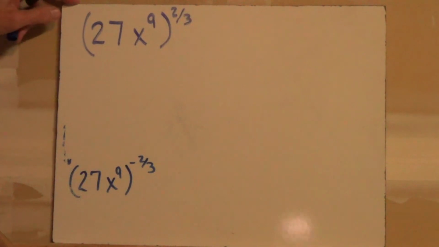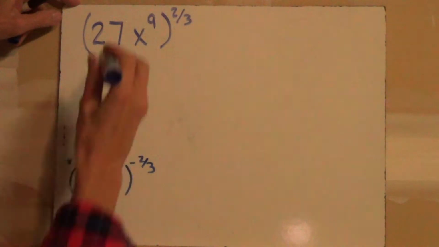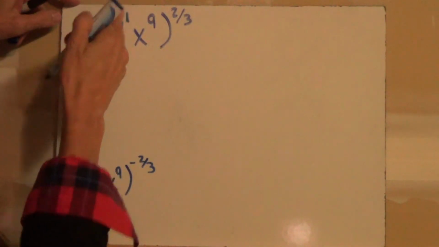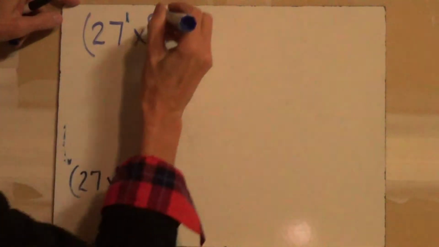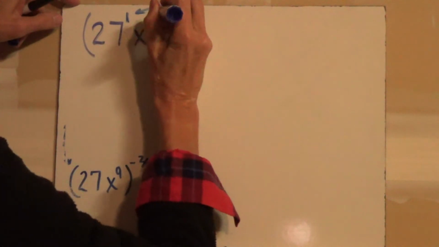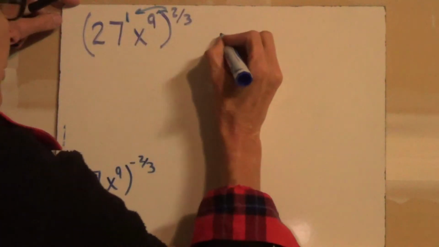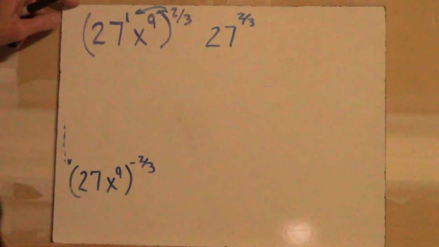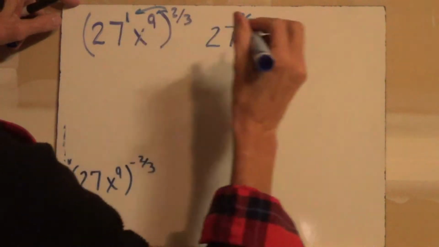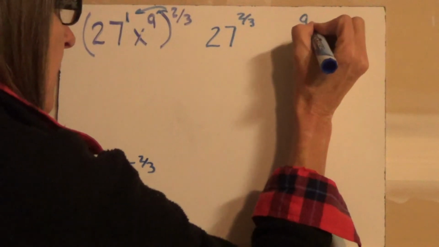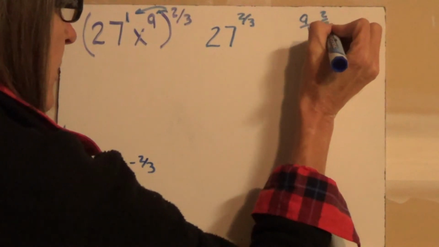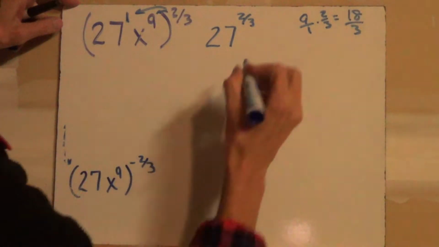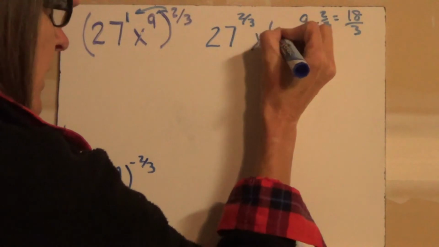Okay, last little problem here. We're just going to apply some of this. This has a 1 on it. Anytime you are in this situation, there's nothing as an exponent, I suggest you put a 1 in there. We're going to distribute this in. So 1 times 2/3 would be 27 to the 2/3. 9 over 1 times 2/3 would equal 18 over 3, which reduces to be 6.